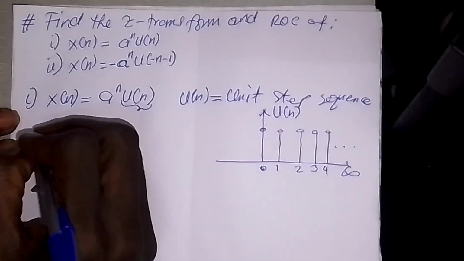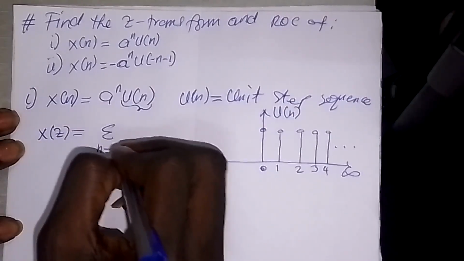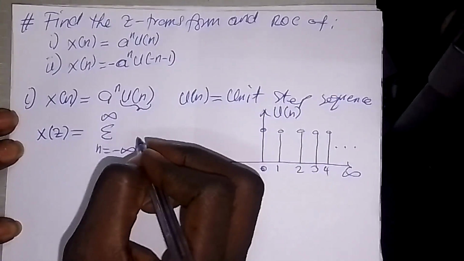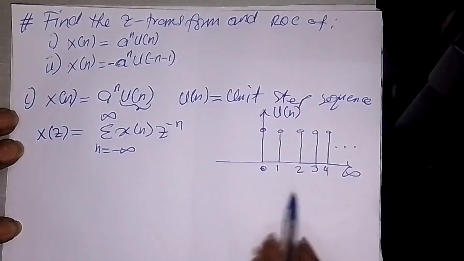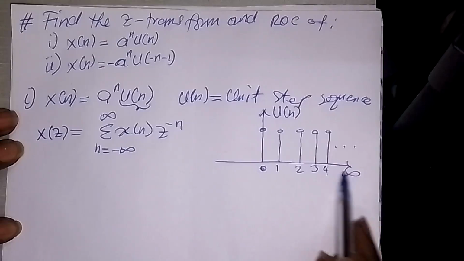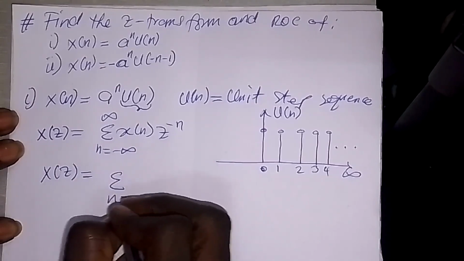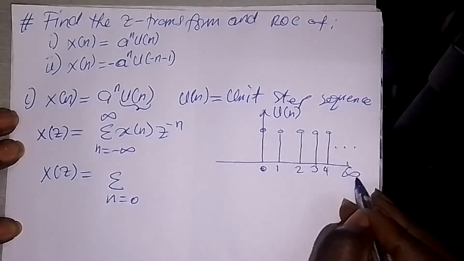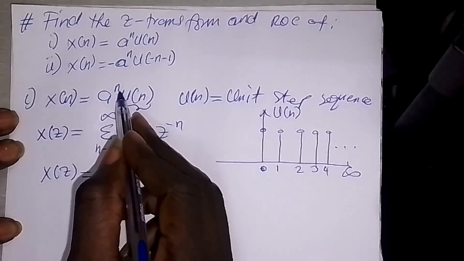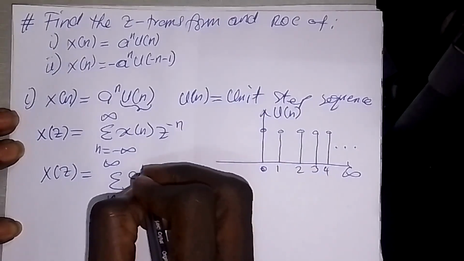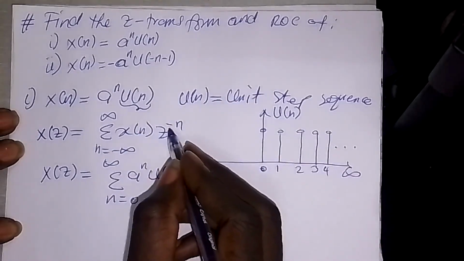So now let's put down the general formula for the Z transform, which is the summation of n equal to minus infinity to infinity of x of n into z exponent minus n. Now let me include my sequence. Then my x of z becomes the summation of n equal to 0 to infinity, because the sequence is starting from 0 and going to infinity, of a exponent n into u of n into z minus n.